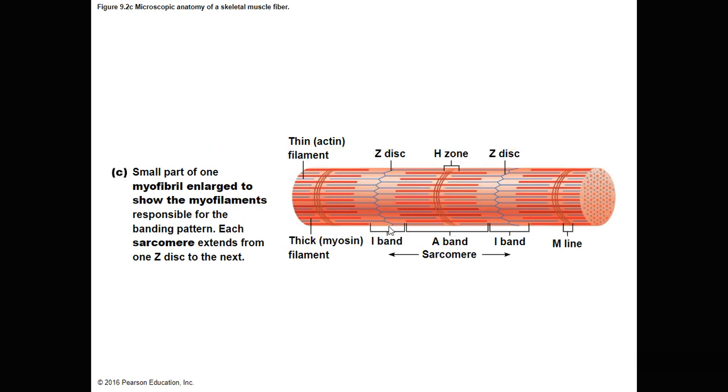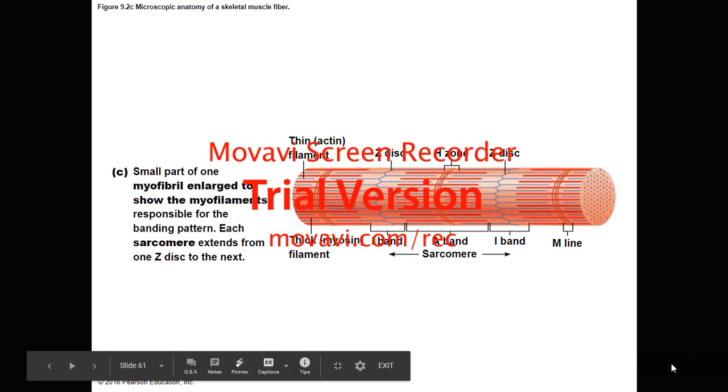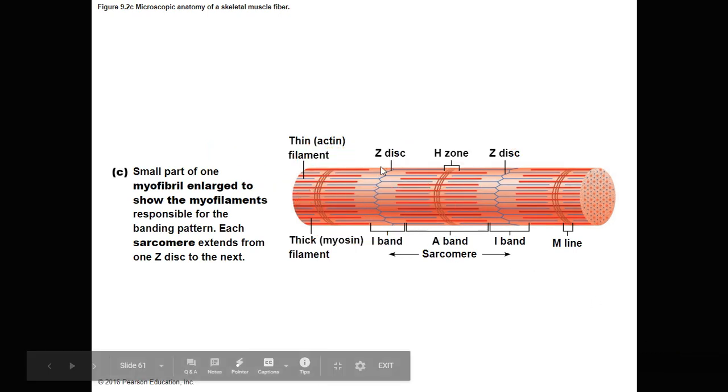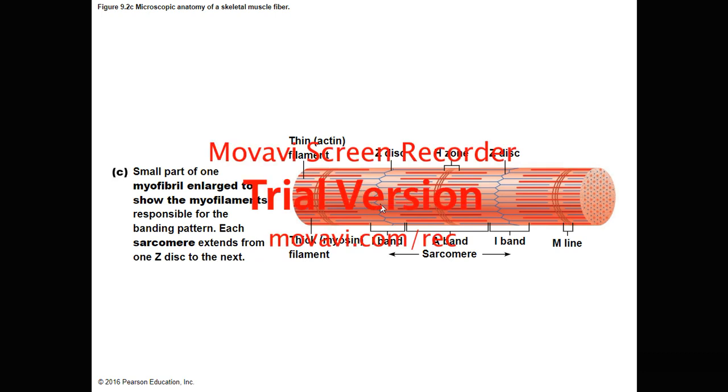And then you see right here with your I band, your light bands, it's all thin filaments, and you see your Z disc right there. The Z disc holds the thin filaments in alignment, and it is anchored to the sarcolemma.